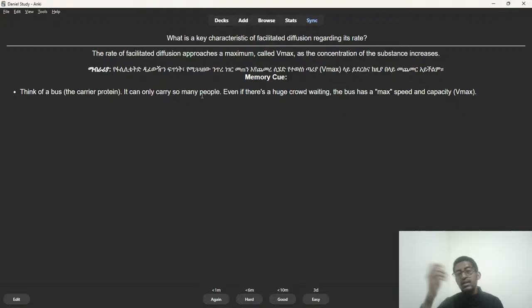So a carrier protein is like a bus. It only picks up 60 or 70 or 80 people, even if there are a lot of queues going outside the bus. And that's regarding the max, but also the speed. We have the limit, the maximum speed, called Vmax. So yeah, this is good, but kind of hard.